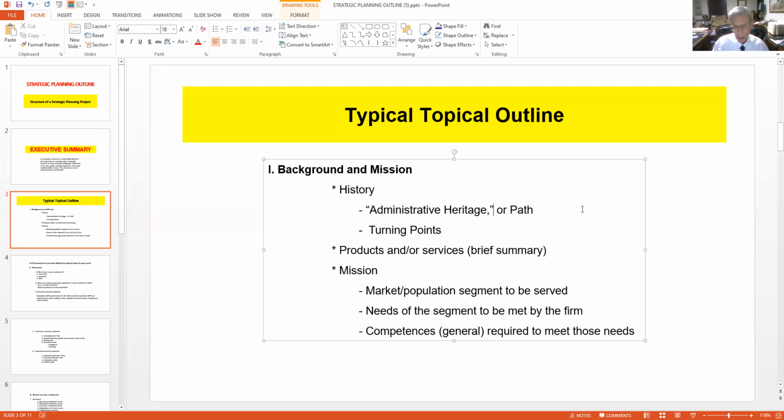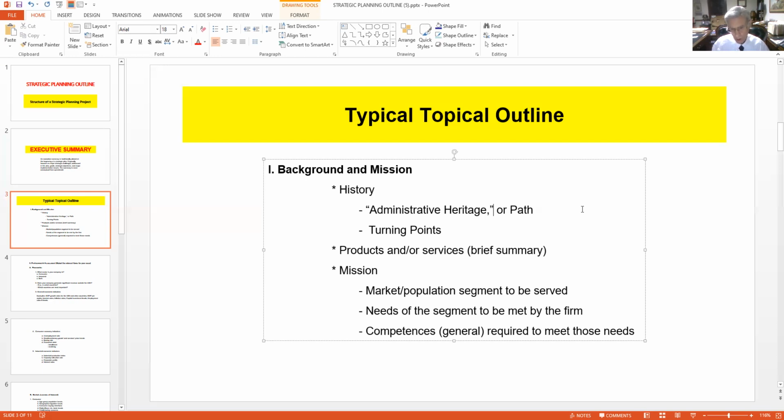For instance, that's what happened when Pepsi-Cola merged with Frito-Lay to form the company PepsiCo. It really changed the character of that company. That was a turning point. And it's part of PepsiCo's administrative heritage. It's sort of a summary of the company's DNA over time. How did that company become what it is today? What contributed to that? That's the administrative heritage.